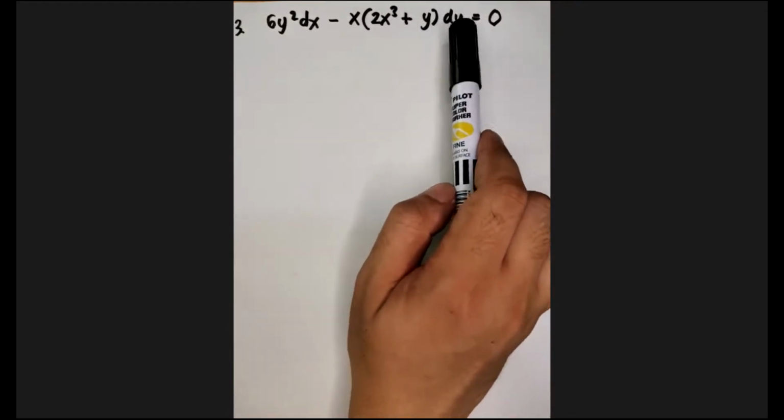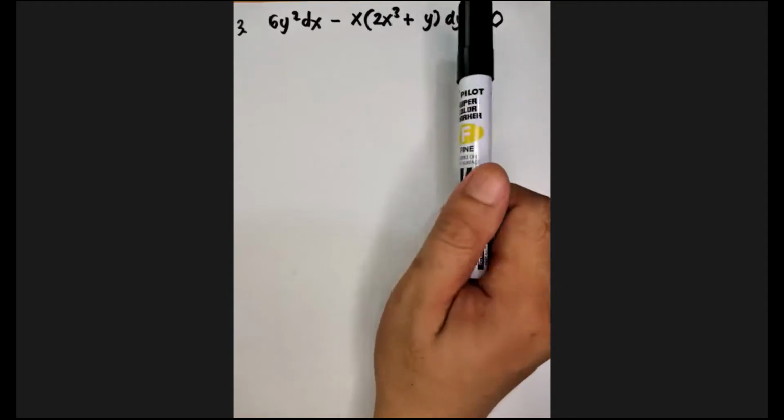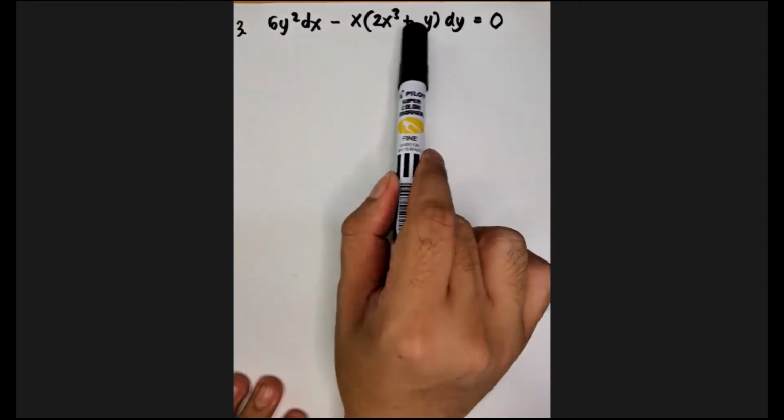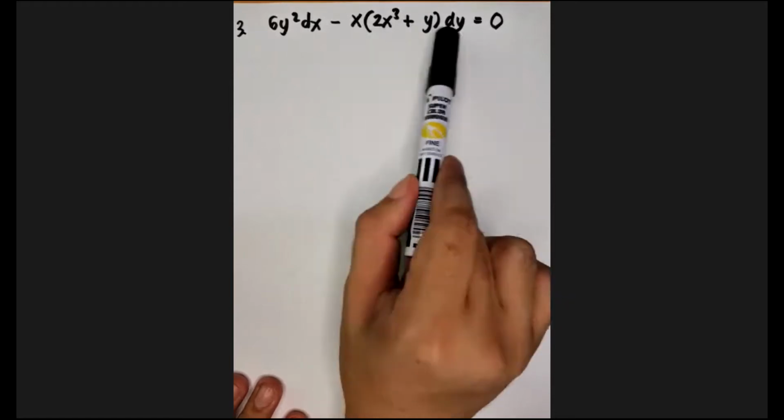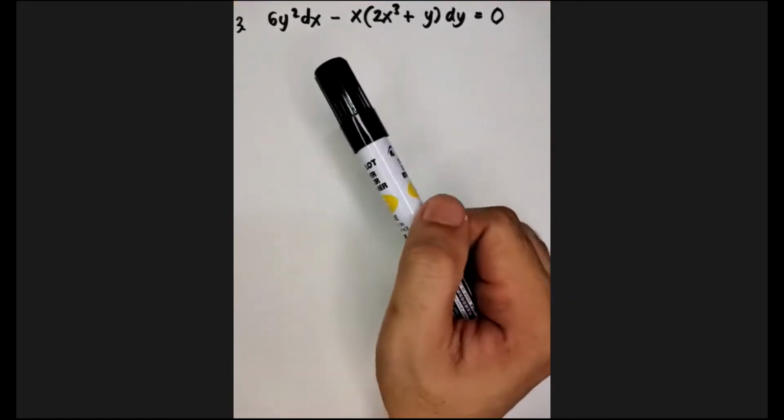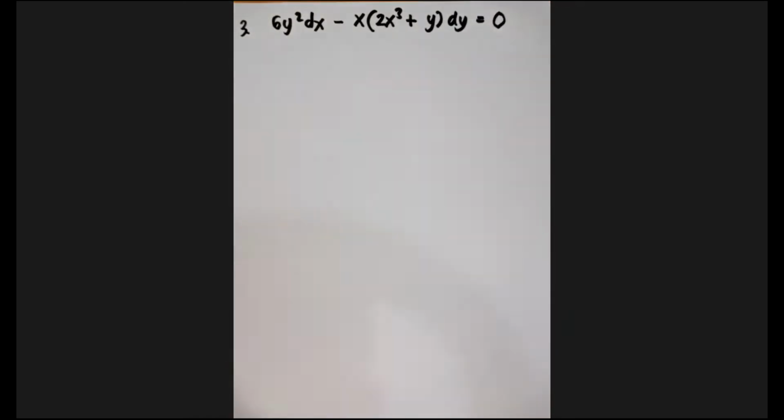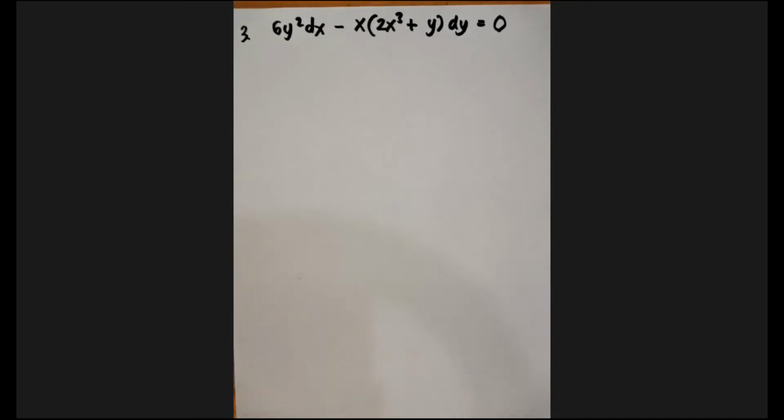Okay. 6y squared dx minus x(2x cubed plus y) dy is equal to 0. Okay, class, look at this. We cannot make it dy over dx, because if it were dy over dx, we would divide the whole equation by this binomial, which is quite difficult. So what we'll do is instead of dy over dx, we'll try the reverse: dx over dy.